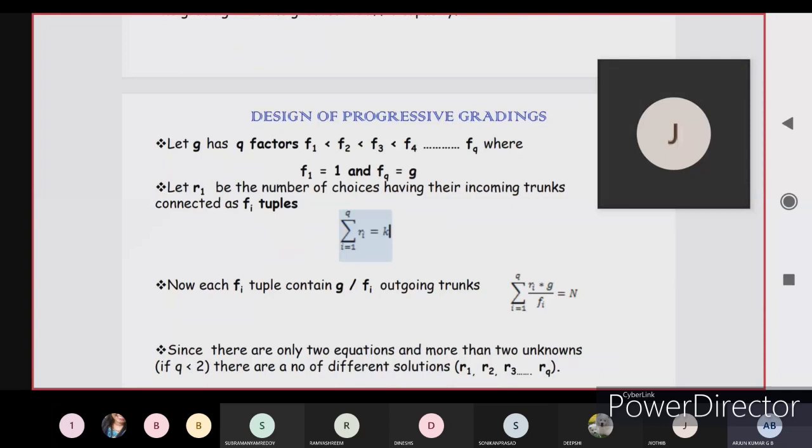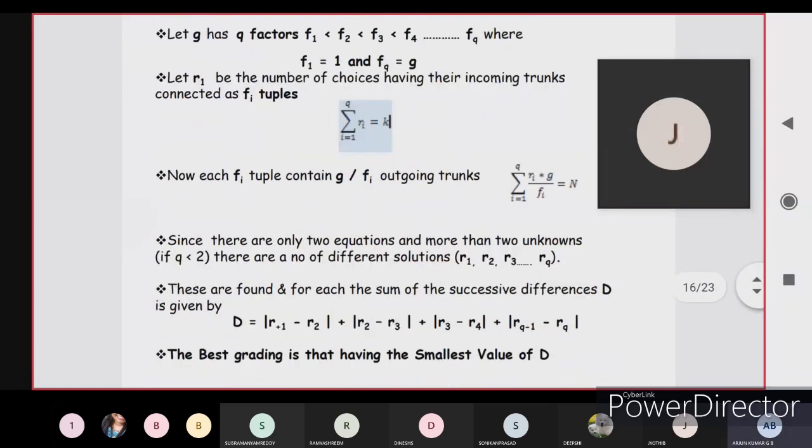Suppose there are 4 solutions, for example x is equal to 1, y is equal to 3, z is equal to something, like that we'll get 4 values. You calculate the successive difference by R1 minus R2, R2 minus R3, plus R3 minus R4. You do the successive difference for each set of values. In that calculation, whichever D is the smallest, suppose the smallest D is for 2, that solution is the suitable one for the best grading.